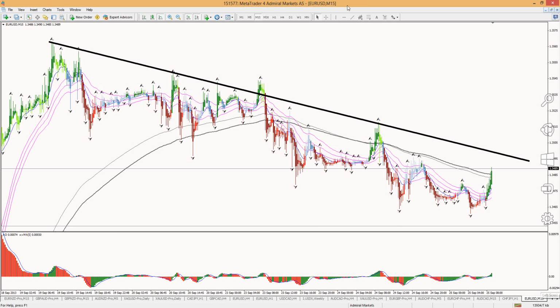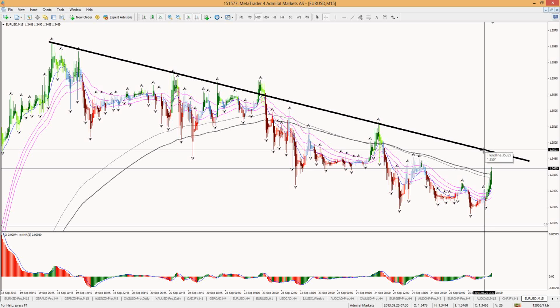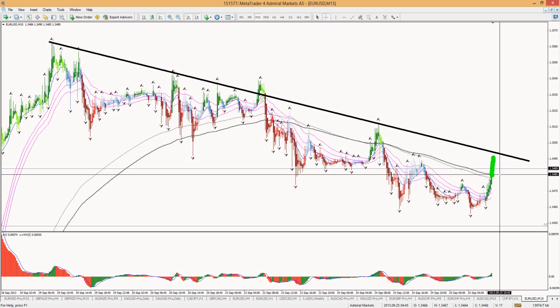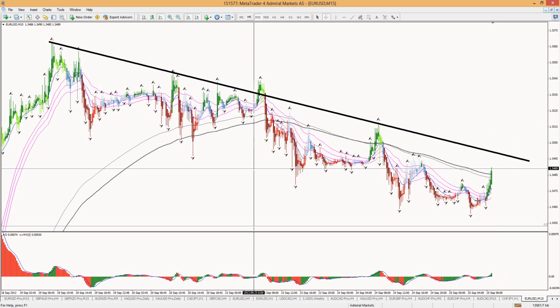Euro dollar is pushing up. It's approaching the 135. So if it hits 135 at this trend line, then what I want to see is a pause, so we get a fractal here. The next break is definitely a good trade to take. Up, 15-minute fractal break, maybe even 5 minutes. Let's take a look.